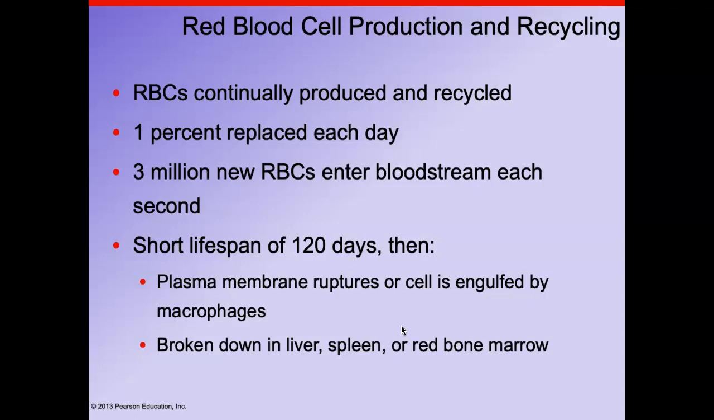So red blood cells are produced all the time, 1% replaced every day, 3 million new red blood cells every second, but they don't last for long. They last for 4 months, and then they're going to be recycled. They'll be recycled because that iron in that red blood cell is incredibly crucial to the body. So either that red blood cell will be phagocytized by a macrophage, or it will just erupt and be broken down in the liver, the spleen, or red bone marrow.